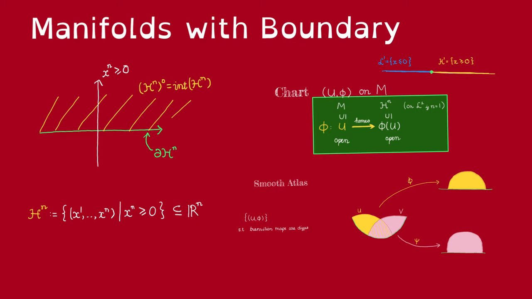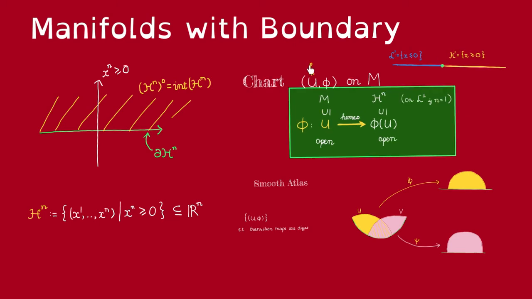So that means that at every point P we have some chart on M. What does that mean? That means that for every point P in M, we should have a homeomorphism from some open neighborhood of P to some open subset of the upper half space Hn.